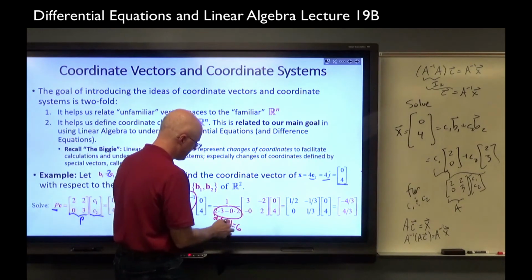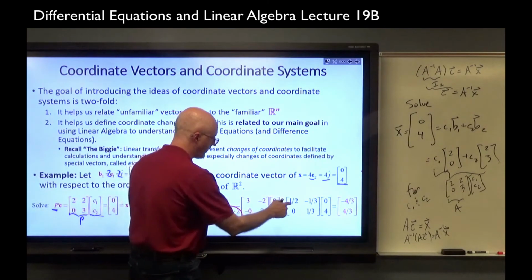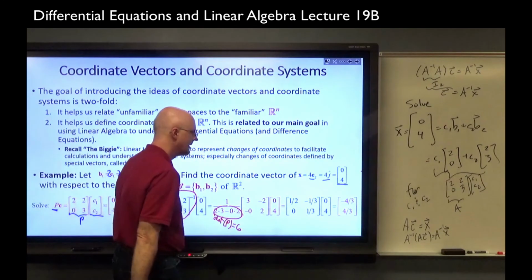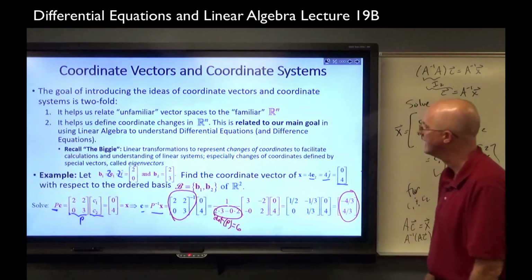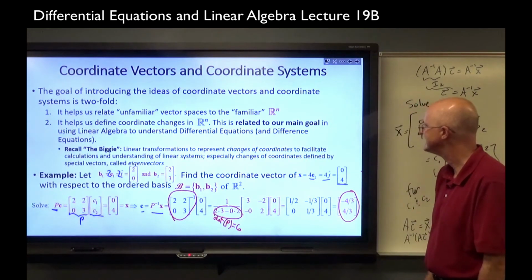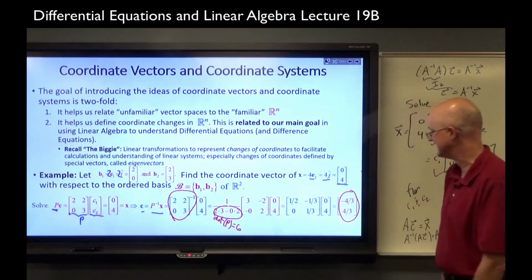I can simplify a little bit. 1/6 times this matrix gives me 1/2, negative 1/3, 0, 1/3. And now do this multiplication. This is the answer. That is what this vector C is.